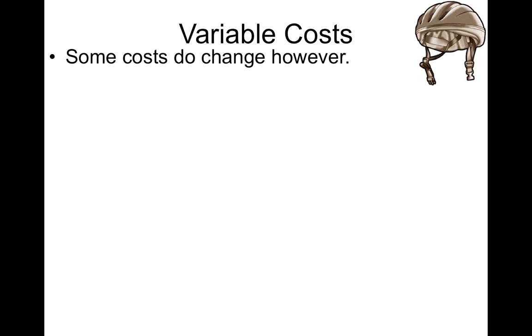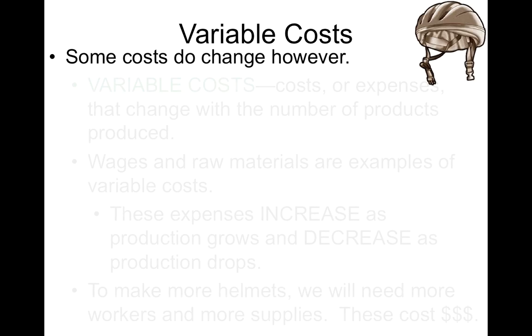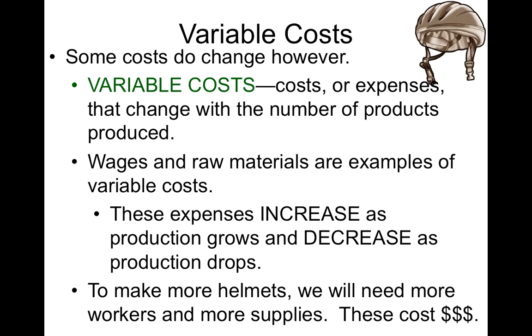The variable costs do change. These costs or expenses change with the number of products that we produce. So wages and raw materials are examples of variable costs. These expenses are going to increase as production grows, and they're going to decrease as production drops. For example, to make more helmets, you need more workers and you need more supplies. Therefore, that's going to cost us more money.